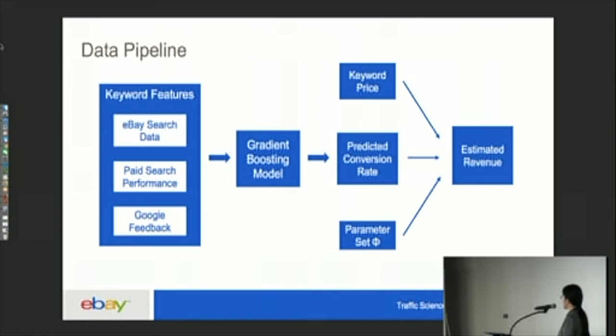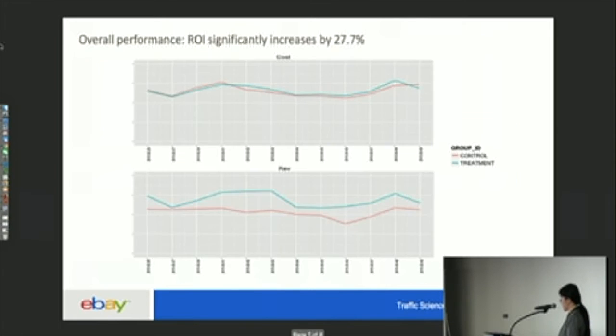And we also use the Google features, which are from the Google feedback report, like the Google quality score for each keyword and the impression share from Google. And we use these 3 types of features to train the gradient boosting trees to predict the conversion rate of each keyword. Then by also considering the keyword price and a parameter set phi that we learned from the data, we estimate the revenue we can get from each keyword. And then we just group keywords according to this estimated revenue and adjust the bid.